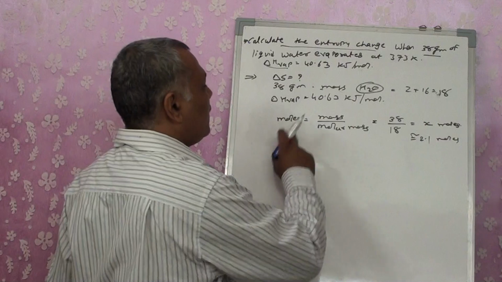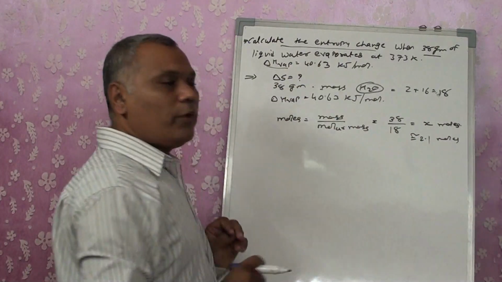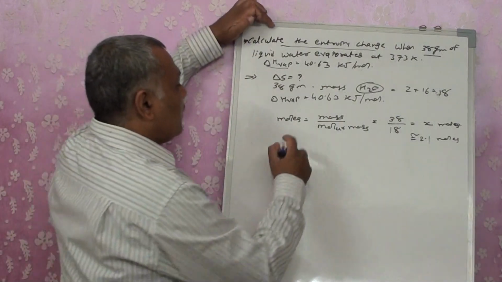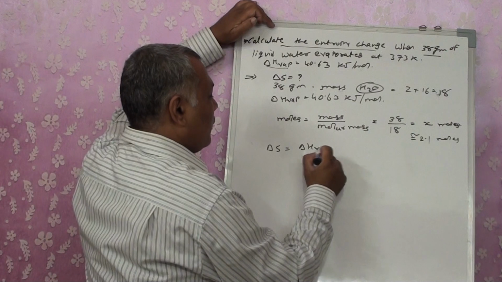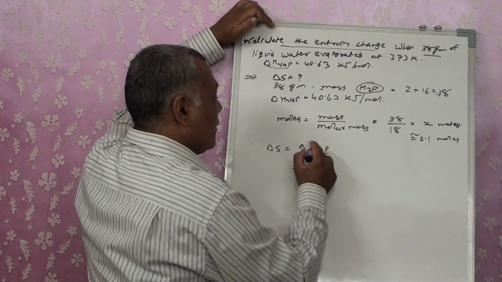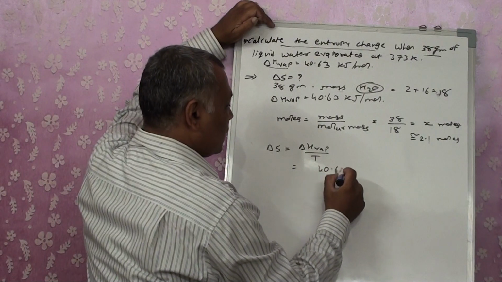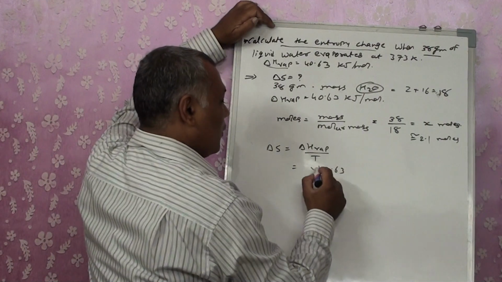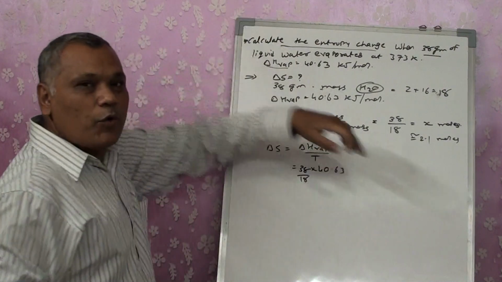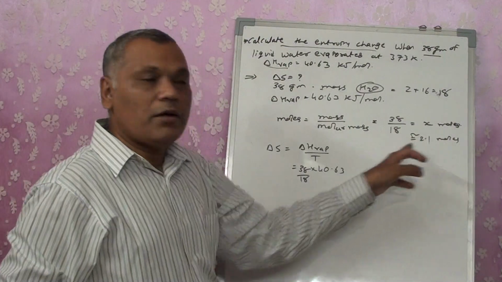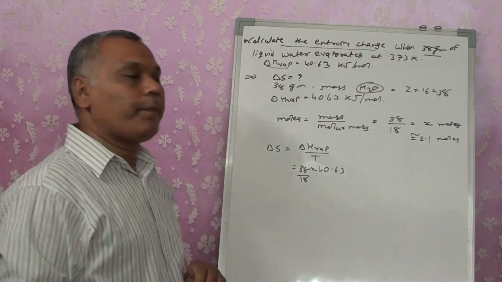Now, once we get the moles, this many moles are there. This value is given to me for 1 mole. I want to calculate the entropy change. So delta S is equal to delta H vaporization by T. Now this is for 40.63, that is for 1 mole. I want it for 2 moles. I'm putting it, I'm not getting that answer. You can place it directly or just multiply it by this, right?